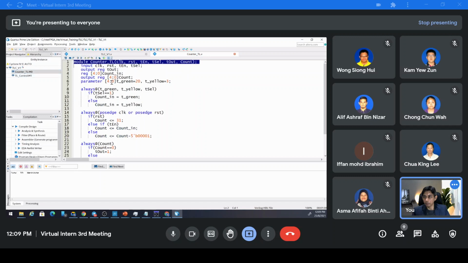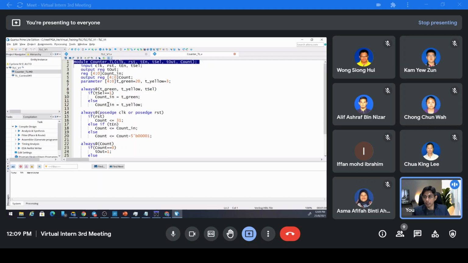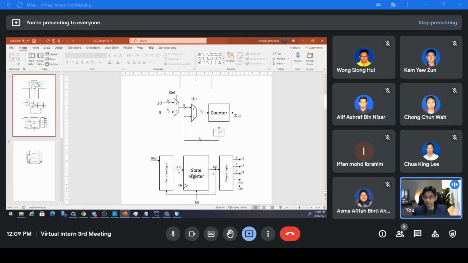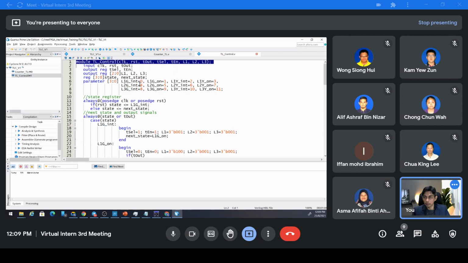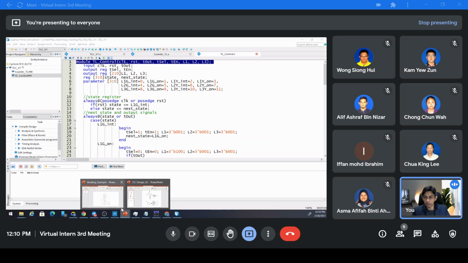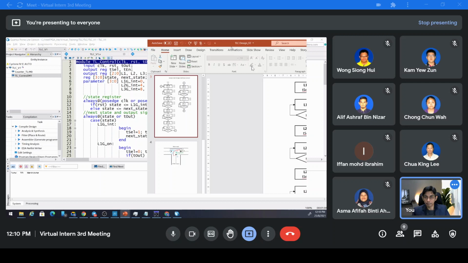All right, so if we look at the counter, so this is a counter. So you go back and see how I create the counter to have something like this. And the next one is, of course, the controller, the most important one. The controller. So this is the controller, exactly based on this ASM chart. So let's see.